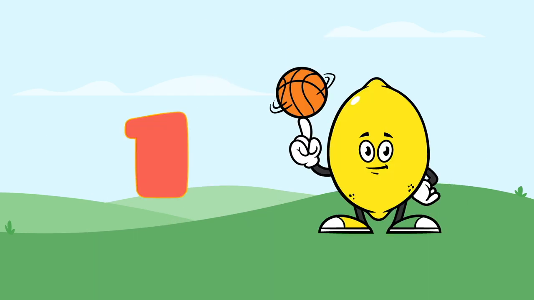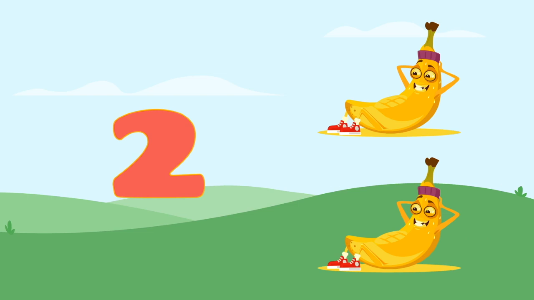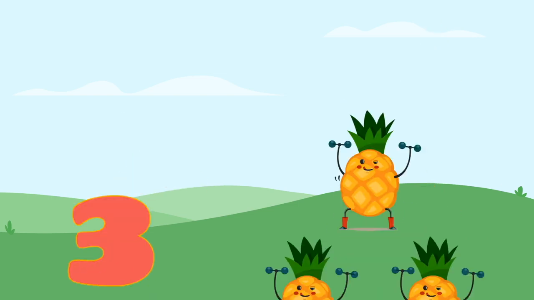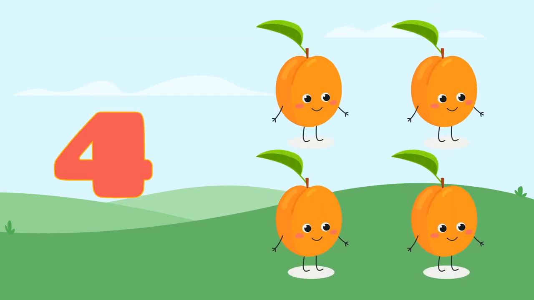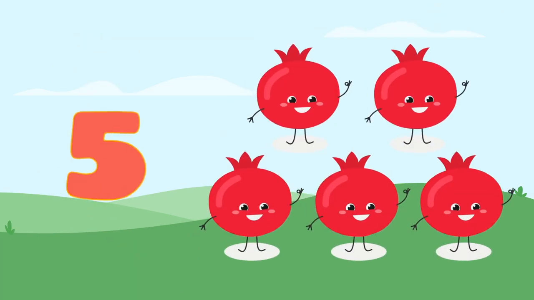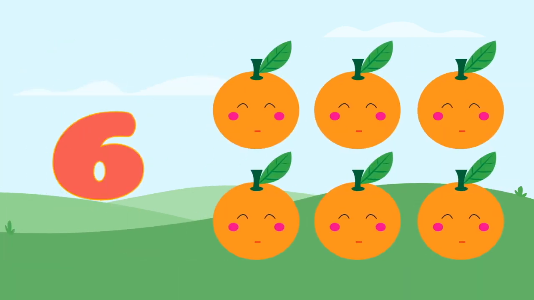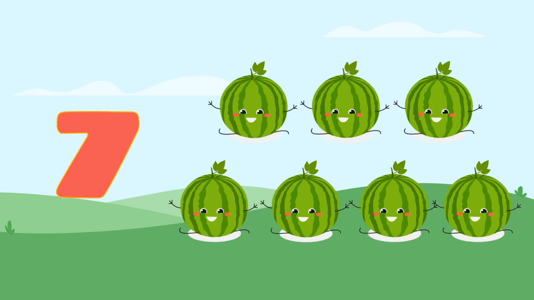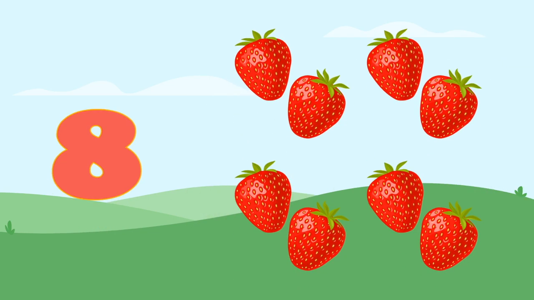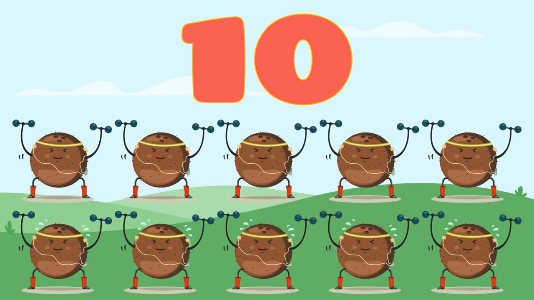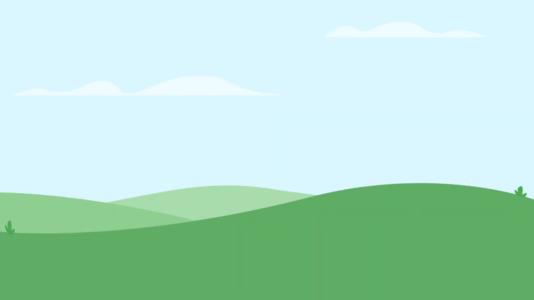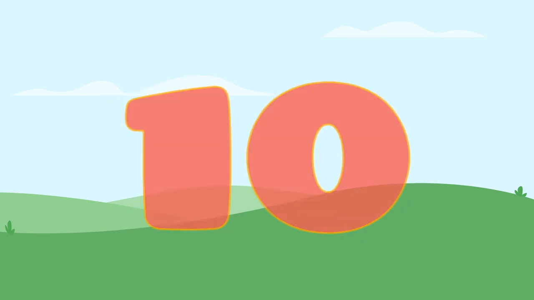One little lemon, two bananas, three pineapples, four pomegranates, six oranges, seven watermelons, eight strawberries, nine pears, ten coconuts, that's us done again. We've learned to count up to ten.